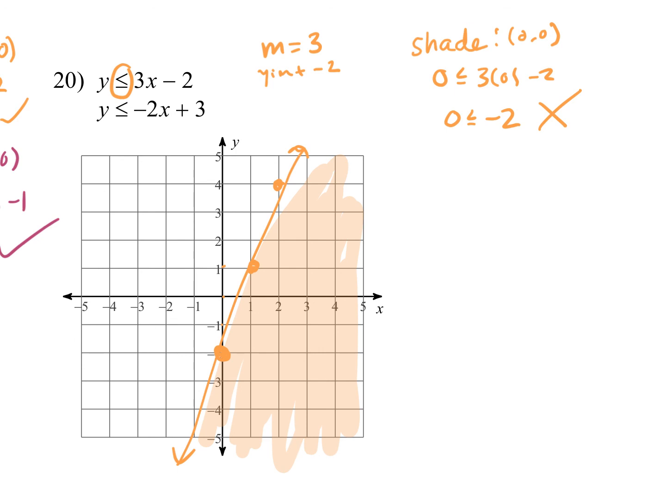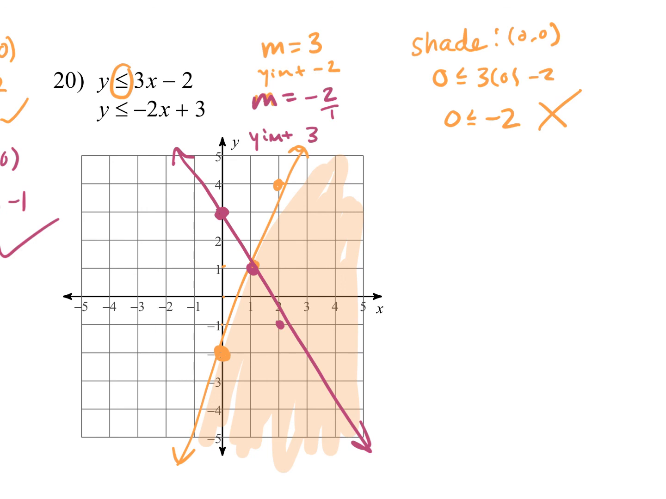All right, for the second one, what's my slope? Negative 2 over 1. And what's my y-intercept? 3. So where do I put my first point? At 3. And how do I do the slope of negative 2 over 1? Down 2 to the right 1, down 2 to the right 1. Do I connect these with a solid line or dotted line? Solid.